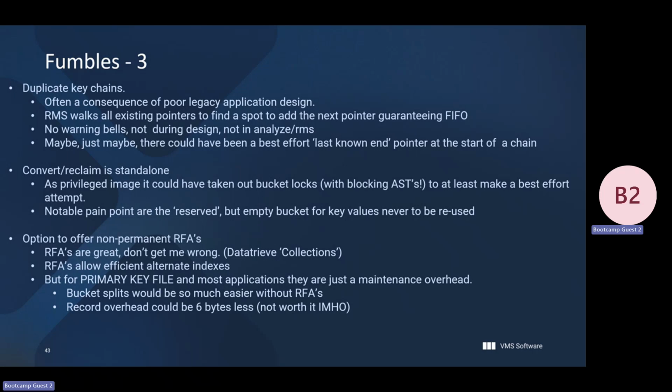I don't know. I've not really thought it through much, but maybe, just maybe, there could have been a last known end. So if I'm starting down the chain and it's more than 2, maybe I should just scribble down, when I find the end, somewhere and remember to pick it up next time. But we didn't. Convert reclaim is standalone. If you want to clean up that file internally, restructure it, it's standalone. It could just be a privileged program and take out a bunch of locks and do it when it sees an opportunity.